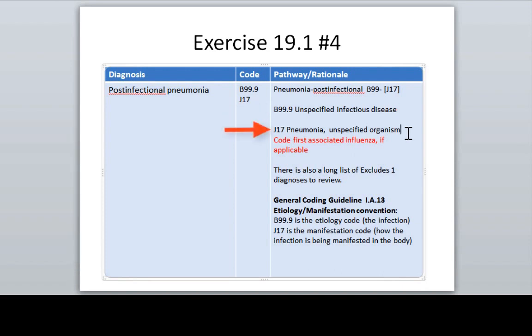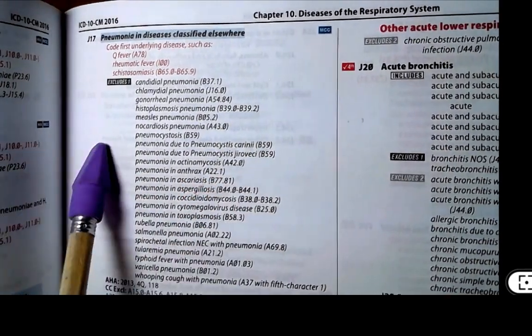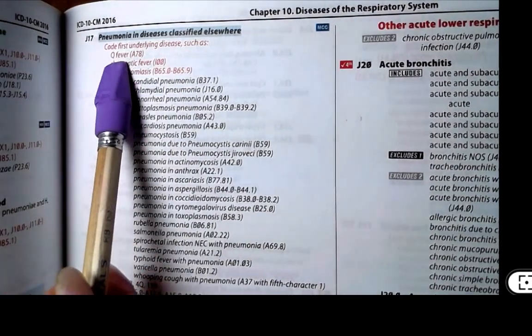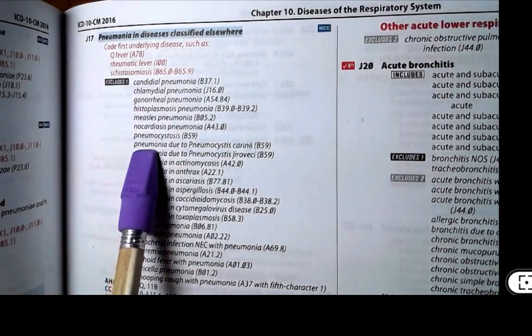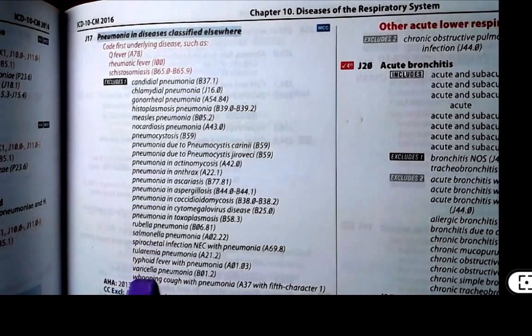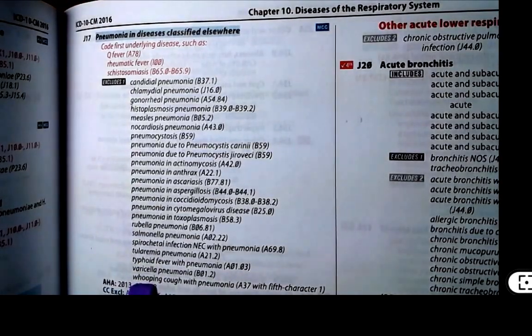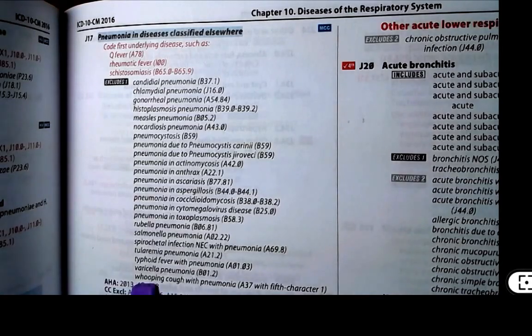For the pneumonia code, J17, I want to bring to your attention a couple of things. There is a code first note there that doesn't apply to us, and a long list of excludes one diagnosis to review. We should always review the instructional notes, the excludes one and excludes two notes, just in case it does apply to us. So let's look at that. For J17, you see here, code first underlying disease is here. Those don't apply to us, but look at all these excludes one possibilities. So we really should review all of those to be sure that this code is the correct code.